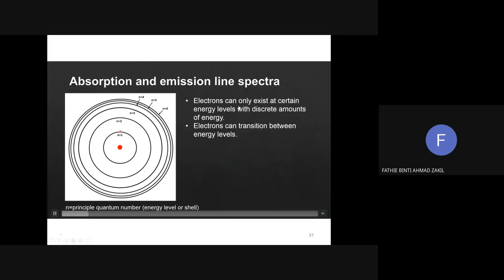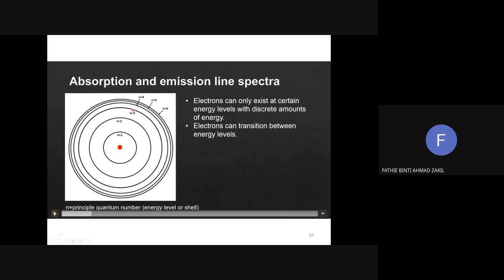Okay, so yang ni tadi saya dah explain tadi. Tapi yang ni lagi clear, sebab let's say kita ada nucleus kat sini, kita ada beberapa energy level kat sini. So electron can only exist at certain energy level with discrete amount of energy. Tapi elektron juga boleh transition between energy level. Nanti kita tengok apa itu absorption dengan emission.